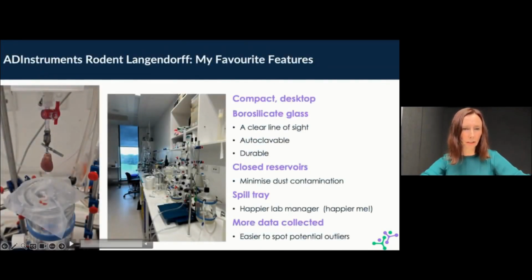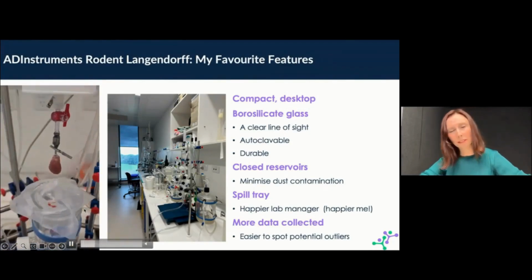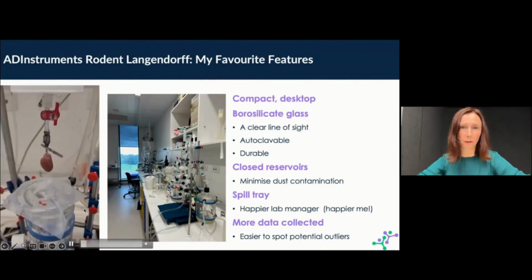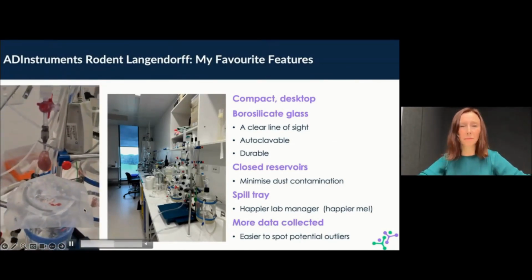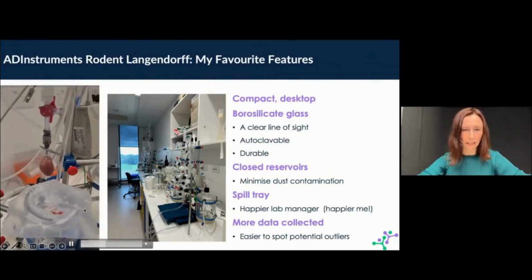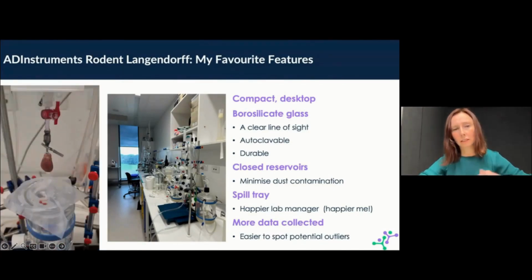So my favorite features, I'm going to play this little video. As you can see, the heart is very happy on this system. It's compact, it's desktop. I can see straight into my system because it's a borosilicate glass system, and my reservoirs are nicely closed. It has a spill tray, which we can see here, and I get to collect lots of data. Just as a comparison for how compact this system is, you can see here that this is my Langendorff system, but over the back end, this is a working heart system. And you can see it's pretty much touching the ceiling.